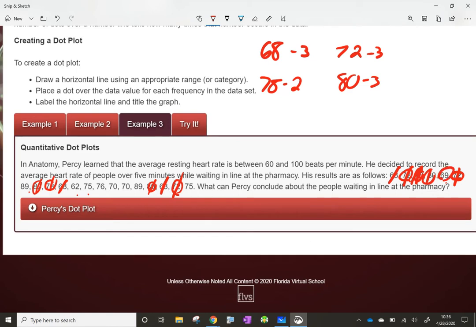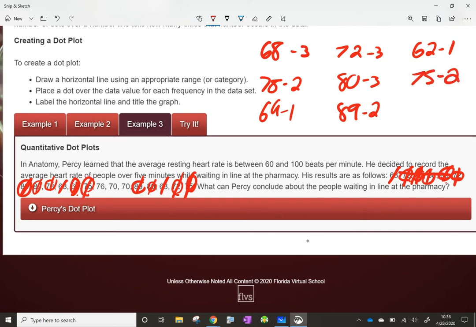Let's see, 69. So we had just 1 right there. So 69, just 1 person. So that's all those numbers. We don't have to worry about those. So 89. 89, we have 1, 2. We have 2 people with 89. 60, let me cross them off. 62, we only had 1 person at 62. Let's see, 75. We have 2 people at 75. And then, of course, we can see 1 person at 76 and 2 people at 70.